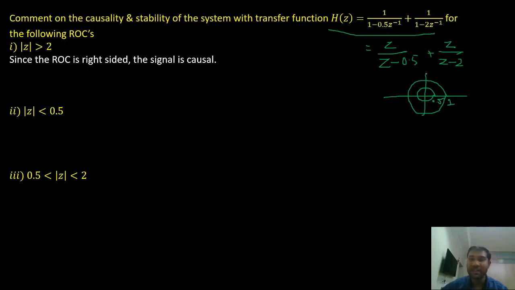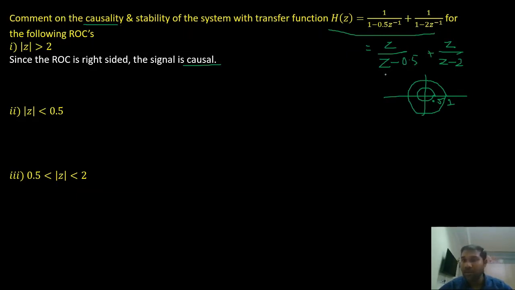When mod z is greater than 2, that means it is outside the outermost pole. That is a right-sided signal, which means the signal is causal. Since the signal is causal, I can comment on the causality. Then I have to comment on the stability also, right?